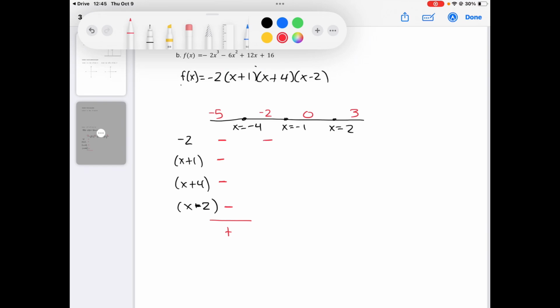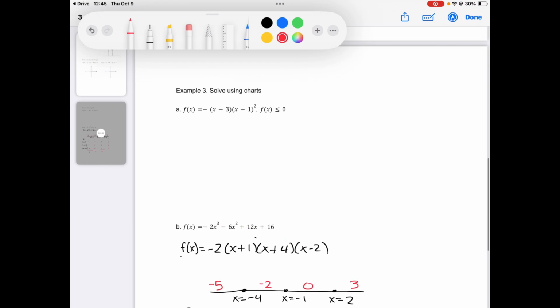If I move on to minus 2, the first one is negative. Then I've got minus 2 plus 1 is negative. Minus 2 plus 4 is positive. And minus 2 minus 2 is negative, which means that in the second interval, my function is going to be negative. In my third interval, now I'm substituting in 0. I still get a negative here. Positive, positive, negative. So overall, my function is positive. In the last interval, when I'm substituting in x equals 3, I'm going to get a negative, a positive, and a positive, which means overall my function is negative in that last interval.